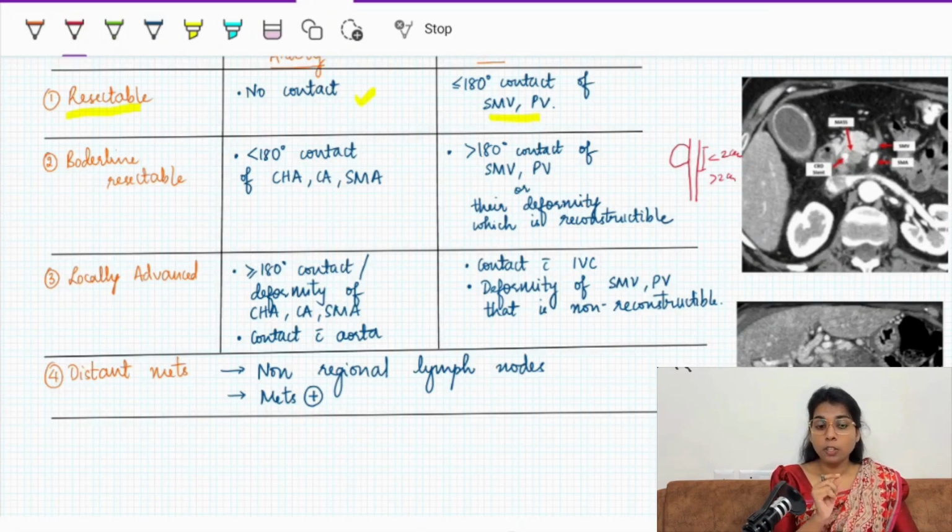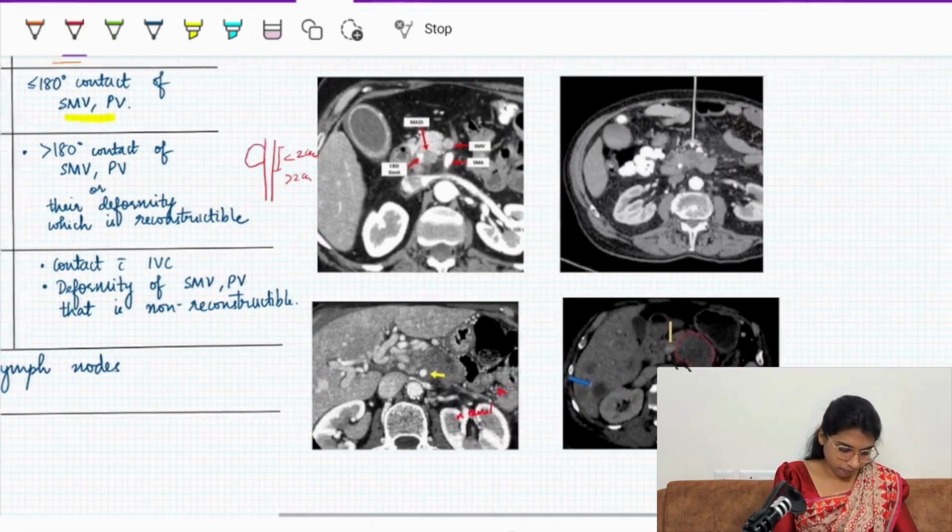Now, to call it resectable, borderline or locally advanced, it is not necessary that it has to follow both artery and vein. Either artery involvement or a vein involvement, still we have to include it into resectable or borderline resectable or locally advanced. Any one of it is sufficient, both are not necessary. Now we'll look at a few examples to understand the same.